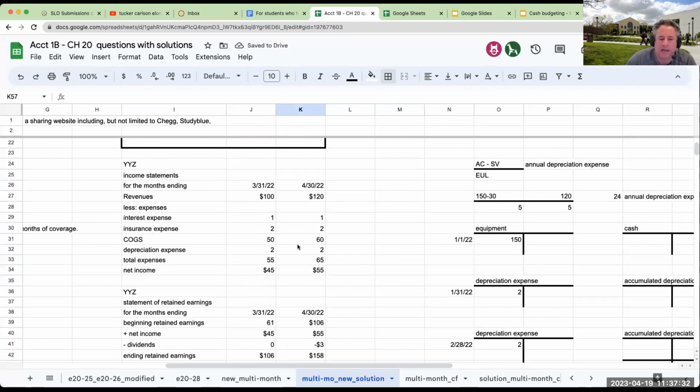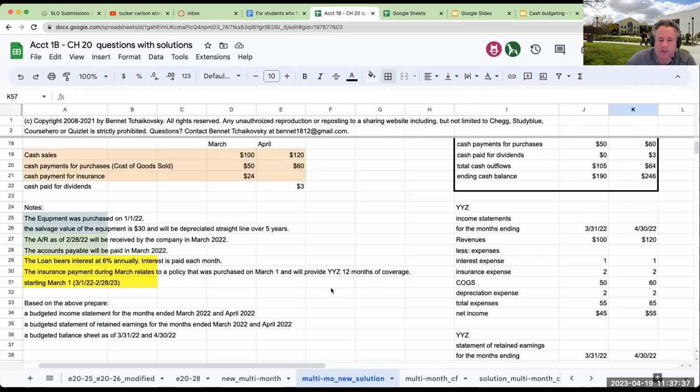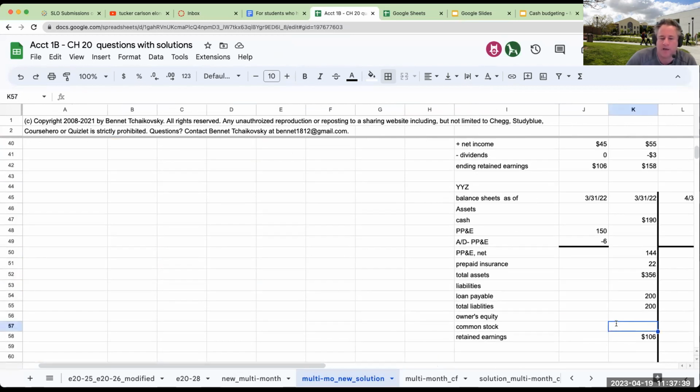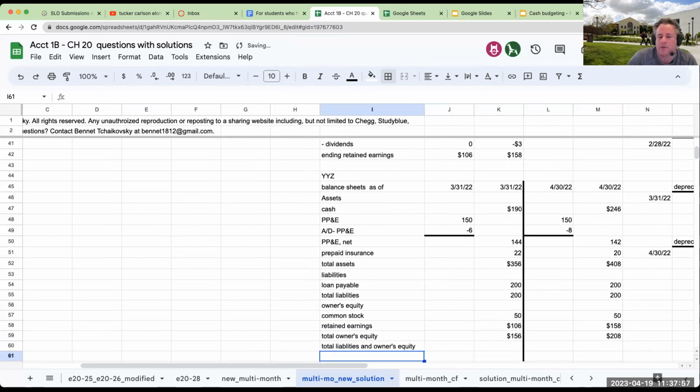My common stock balance is going to be at 50 for each month. It's a permanent account, so it's on the balance sheet. So my total owner's equity is going to be 156 and then 208. My total liabilities and owner's equity is going to be 200 plus 156, or 356, and 200 plus 208, or 408.